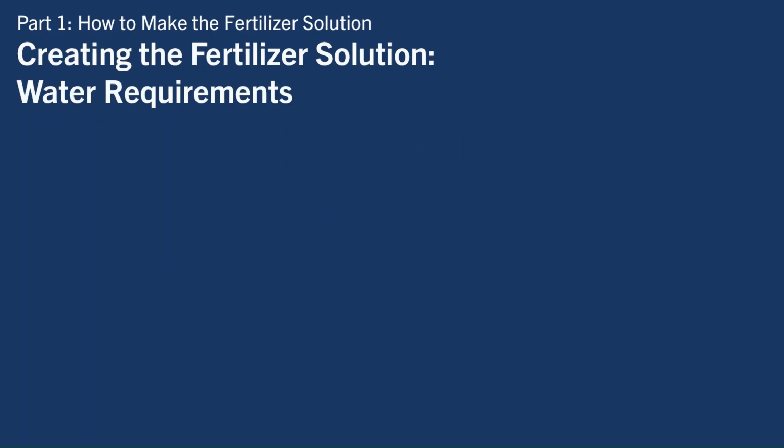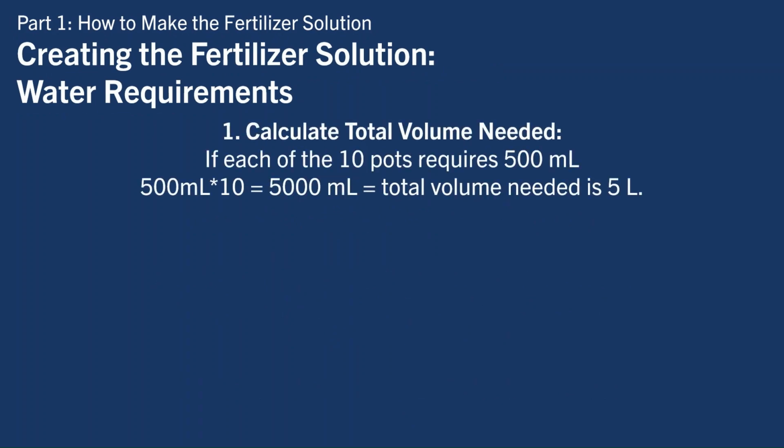Next, we calculate how much water is needed for all the pots and use the dilution ratio to mix the fertilizer. In this video, each of the 10 pots requires 500 milliliters of water. Multiply 500 milliliters by 10 pots to get 5,000 milliliters or 5 liters.